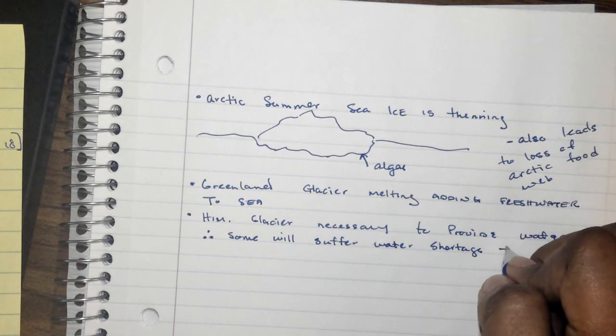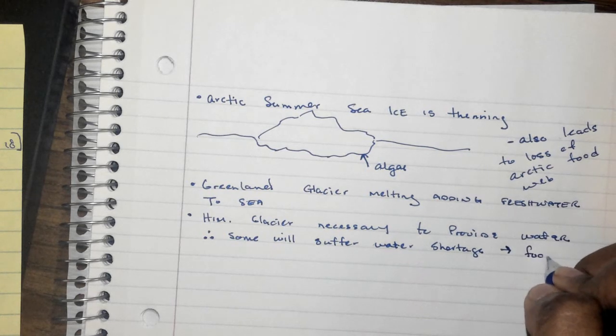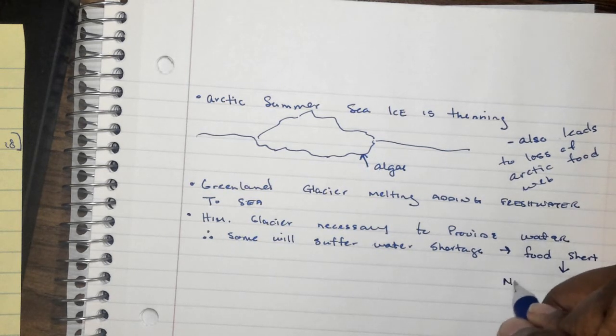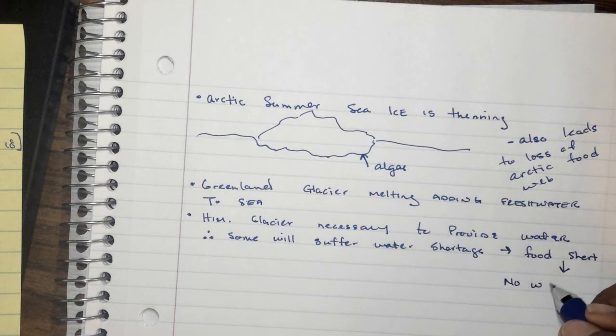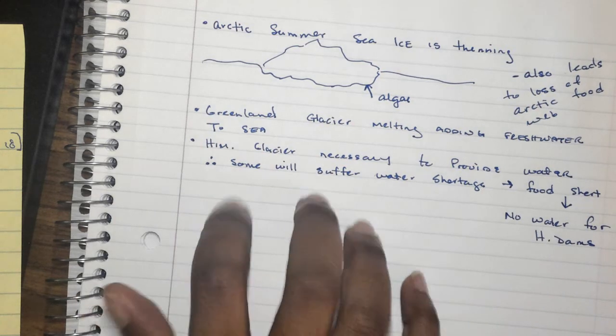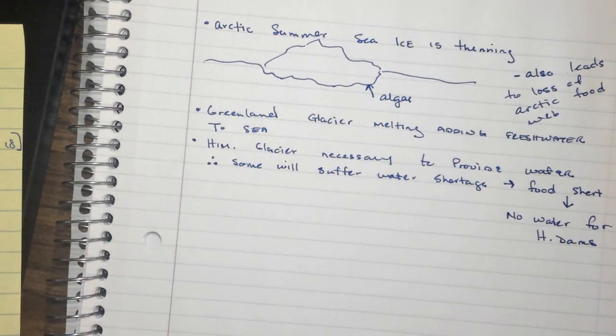And then water shortage leads to a food shortage, which then leads to no water for hydroelectric dams. China has the largest hydroelectric dam in the world. And some of that water comes from the Himalayan mountains, that glacier.